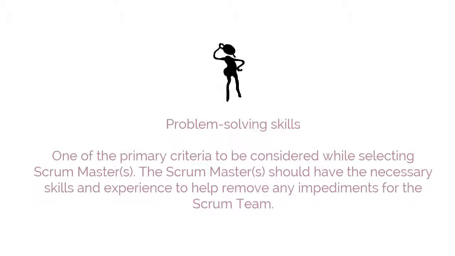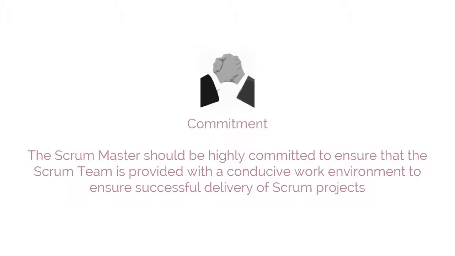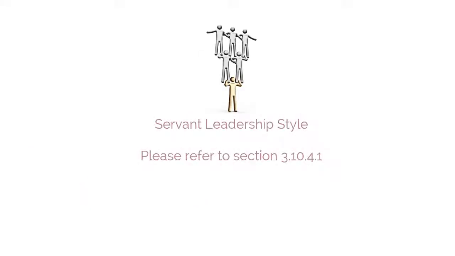The Scrum Master should have the necessary skills and experience to help remove any impediments for the Scrum team. Availability. The Scrum Master should be available to schedule, oversee, and facilitate various meetings, including the release planning meeting, daily stand-up meeting, and other sprint-related meetings. Commitment. The Scrum Master should be highly committed to ensure that the Scrum team is provided with a conducive work environment to ensure successful delivery of Scrum projects.